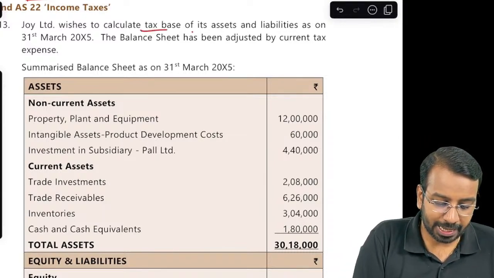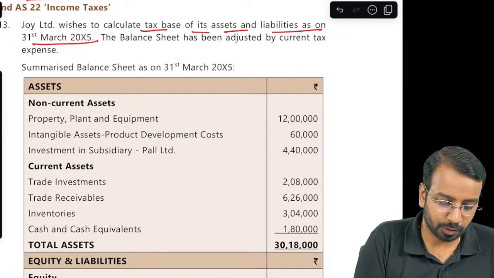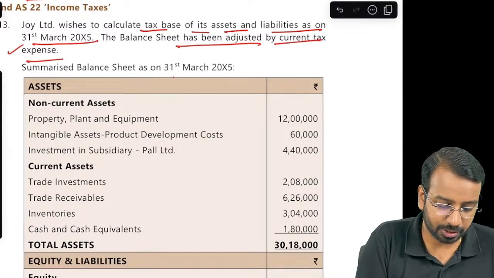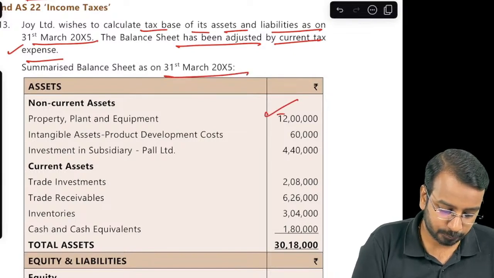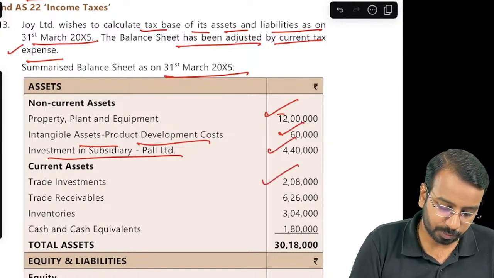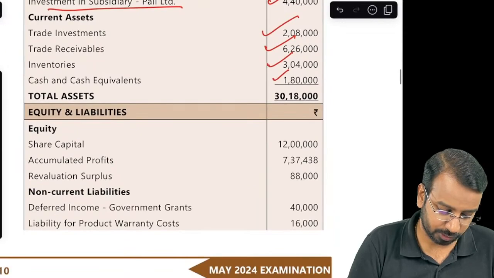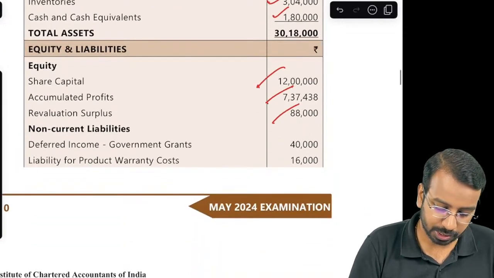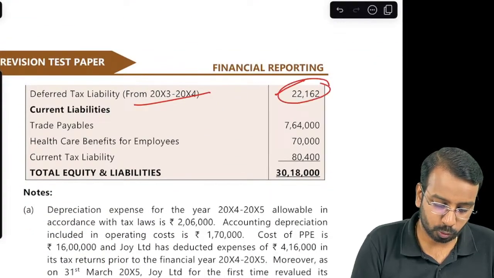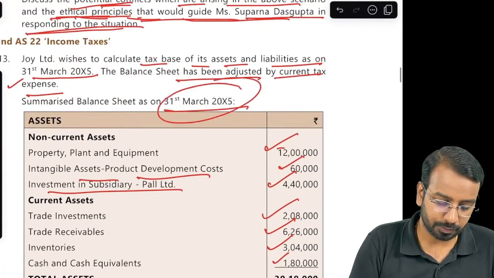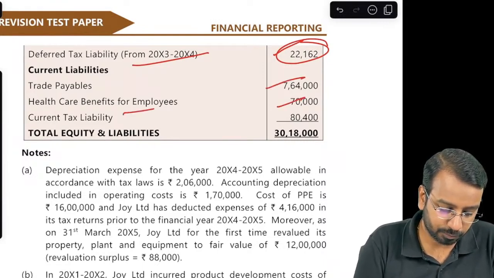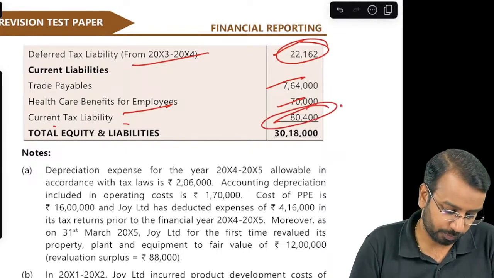Joy Limited wishes to calculate the tax base of its assets and liabilities as on 31st March of year 5. The balance sheet has been adjusted by current tax expense, so current tax expense is already provided. Summarized balance sheet on 31st March: PPE 12 lakhs, intangible asset product development cost 60,000, investment in subsidiary 440, trade investment, trade receivable, inventories, cash and cash equivalents, share capital, accumulated profits, revaluation surplus, deferred income, liability for product warranty cost, deferred tax liability from previous year 22162. We are on which year? 31st March of year 5. Current liabilities: trade payable 764, healthcare 70 for employees, current tax liability 8400 is already provided.